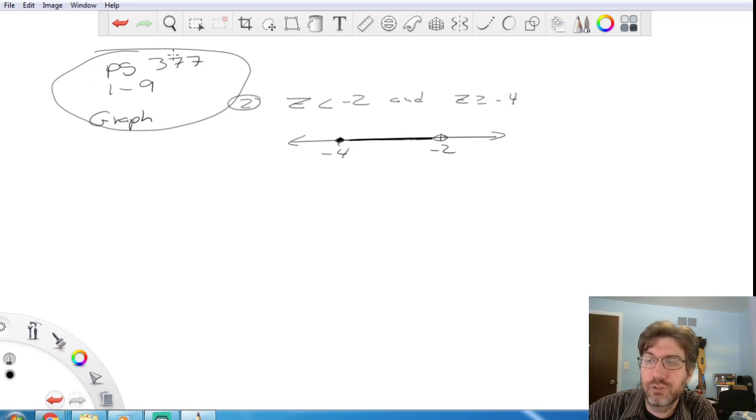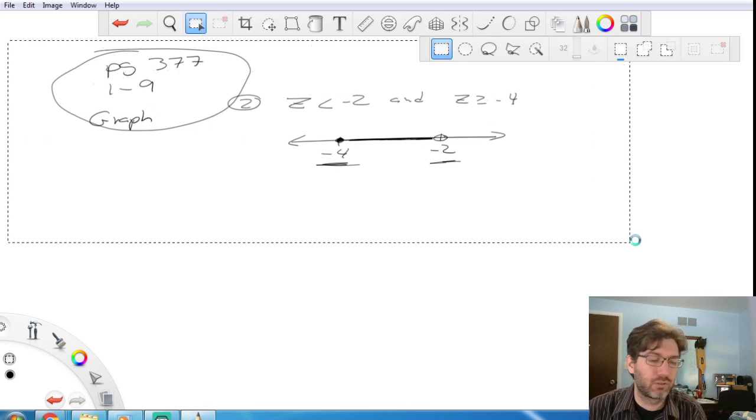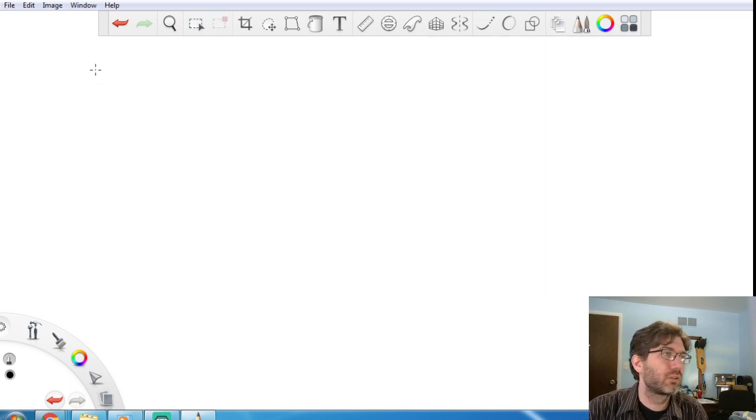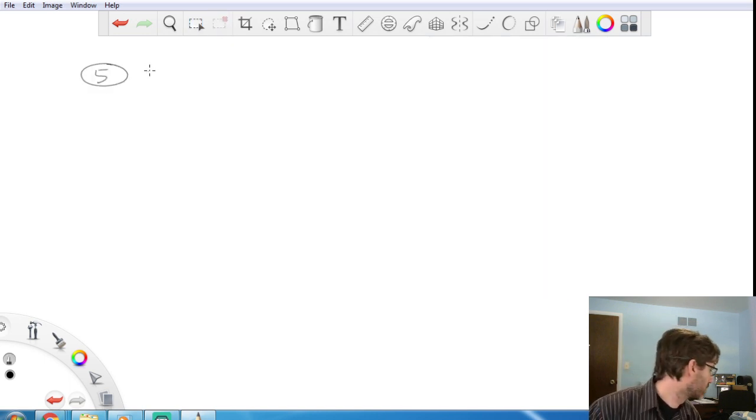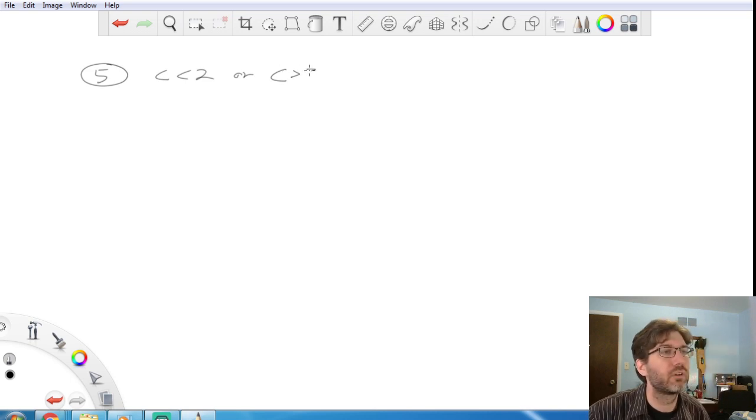You place the numbers on the number line in the order that numbers go on the number line. So here I place -4 first because it happens before -2. You do number 5, sure. C less than 2 or C greater than 3.5.